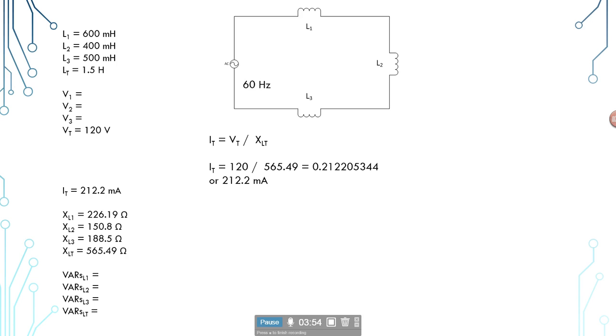Now, because this is a series circuit, and our series circuit rules state that the current remains constant through all components in the circuit, so I sub T is equal to I sub 1 is equal to I sub 2 is equal to I sub 3, that same 212.2 milliamps, so we can populate I sub 1, 2, and 3.